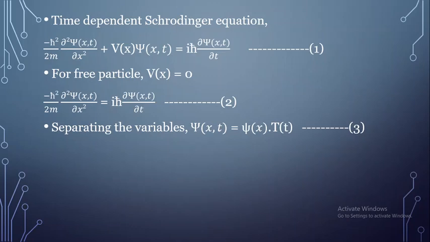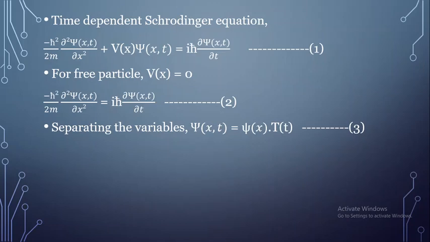That's why we can write capital Ξ of x comma t equals small ξ of x into T of t. First, ξ is dependent on position, and the second term, T of t, is nothing but the time dependent term. Let us call it equation number 3.